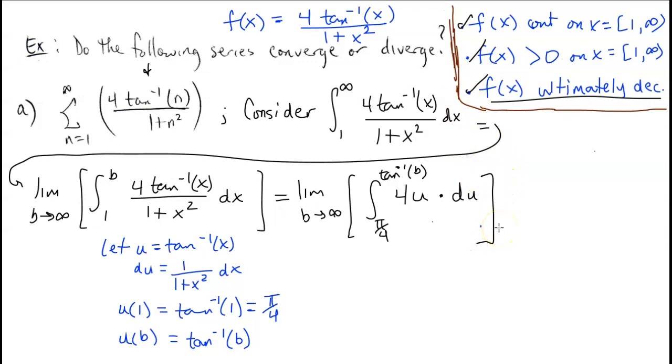So this is what we need to evaluate here. Of course this will be the limit as b approaches infinity of, and if we do the antiderivative of 4u, that will just be 4u squared divided by 2, which is essentially just 2u squared.